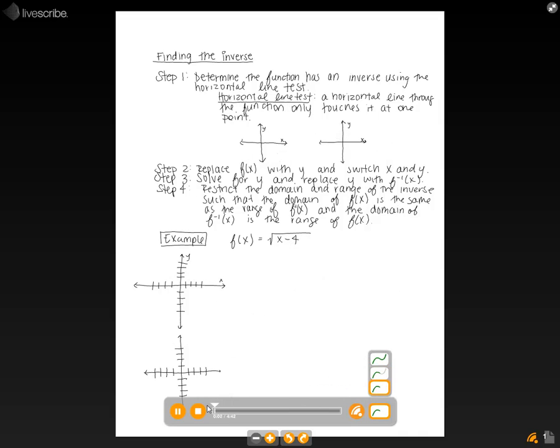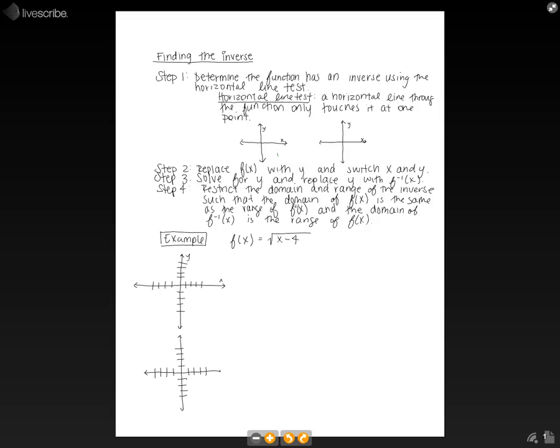In this video, we're going to discuss how to find the inverse of a function. So there are 4 steps to follow when trying to find the inverse of a function. Step 1 is to determine the function has an inverse using the horizontal line test. Not every function has an inverse, so we need to first prove that the function we're trying to evaluate does have an inverse. So the horizontal line test says that if you draw a horizontal line through the function, it will only touch the function at one point.